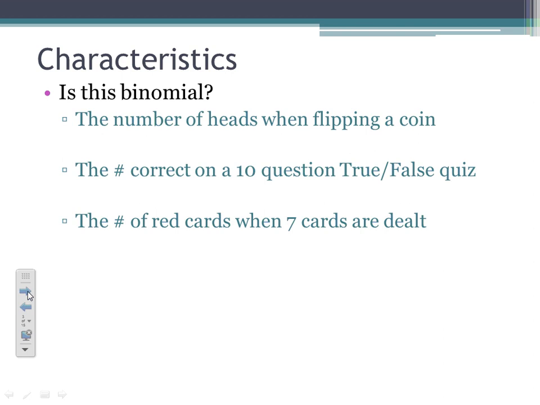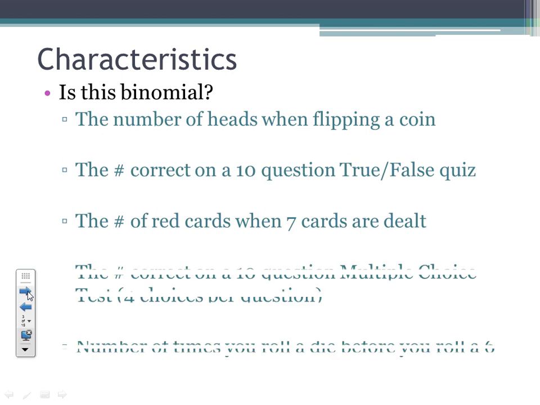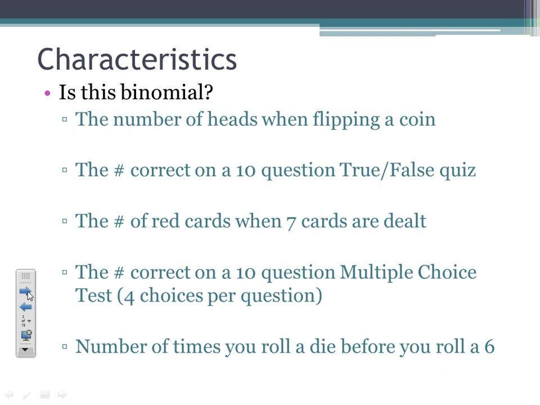All right, a couple more here. The number correct on a 10-question multiple choice test. If you learned anything from the beginning parts here, hopefully you answer yes pretty quickly. Again, you might think, well, there's 4 choices per question, but that's not what we're concerned about. We're concerned about the number correct and the number incorrect. So we have only two outcomes, a fixed number of trials, 10, and they would be independent of each other.